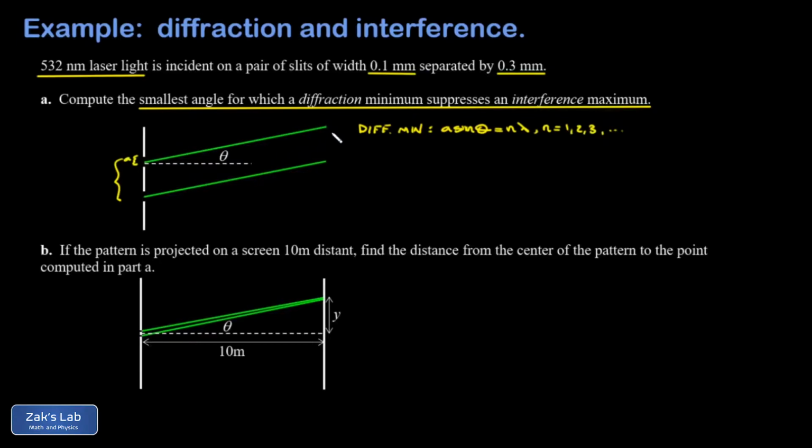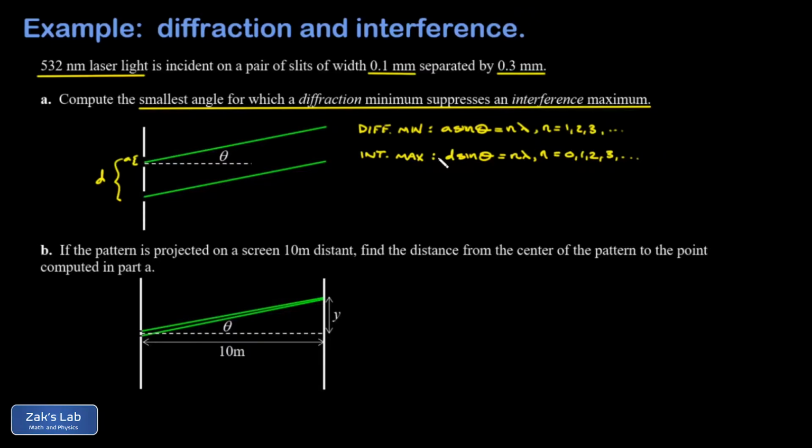We also have a formula for where the interference maxima occur. And I'll post a link to where that formula was derived as well. The formula is d sin theta equals n lambda, where d is the slit separation, n is 0, 1, 2, 3, and so on. So how do we find this angle where a diffraction minimum is suppressing an interference maximum?